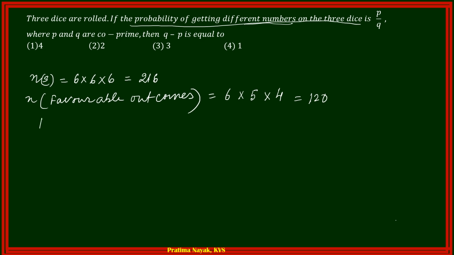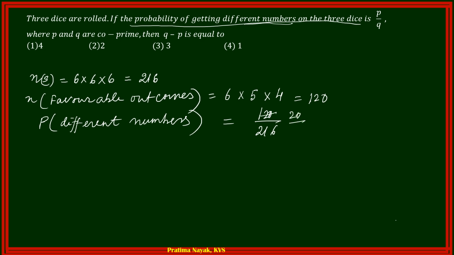So probability of getting different numbers equals to your 120 over 216. We can cancel with 6: 20, 36. Again we can cancel with 4. This will be 5 over 9.